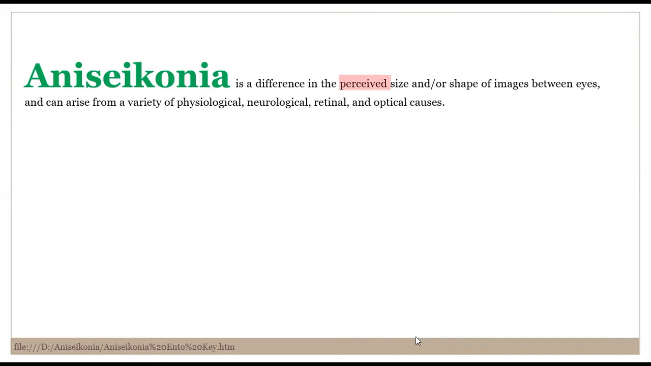And I want you to note also the importance of the word perceived. Since tests for aniseikonia are subjective, we depend on what the subject is seeing, what they perceive. And again, clinically we measure the size difference, not the shape difference. And optical causes are the major cause here for aniseikonia, especially when we talk about anisometropia, especially the refractive anisometropia.